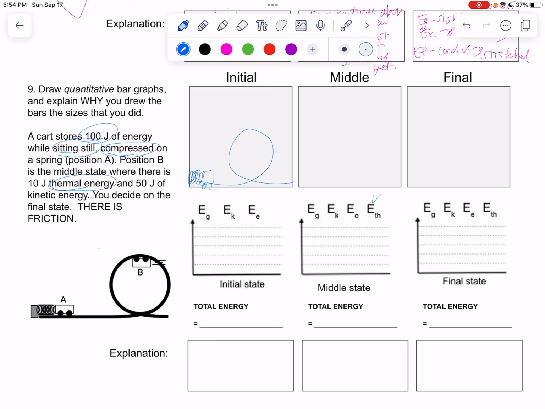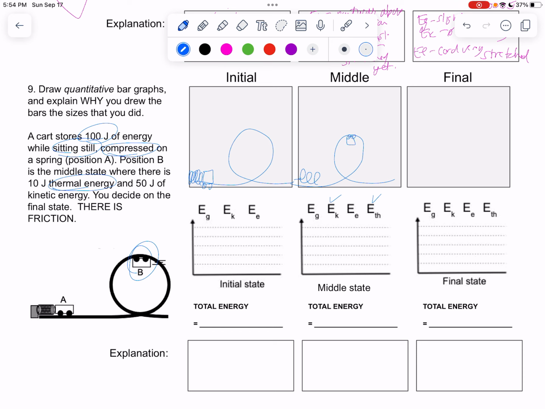Okay, position B, thermal energy. So I'm going to need that. Some kinetic energy, right, because it's going to be moving. I wonder where he is. I think we have a picture. We can see where he is right there. I'm going to guess that by the second picture, the spring is kind of unwound, and now the cart's up here.